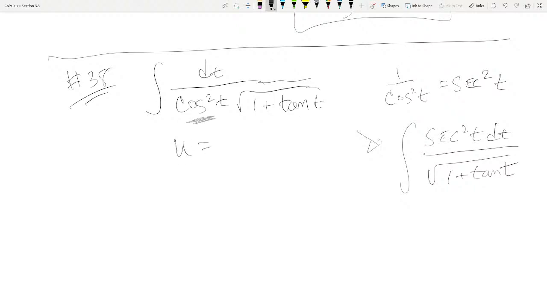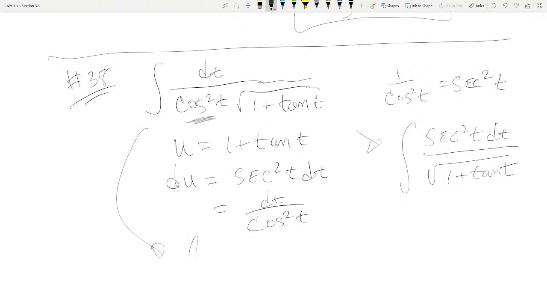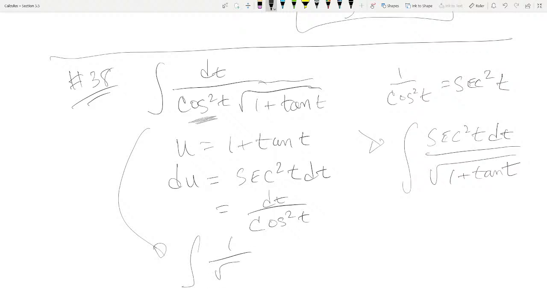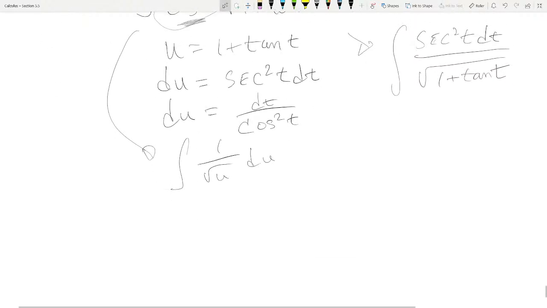So I'll pick u equal to 1 plus tangent t. Then du: the derivative of 1 is 0, and the derivative of tangent t is secant squared t dt, which is also equal to dt over cosine squared t. So this integral is exactly 1 over root u times du, because the thing I have left over to substitute for is right here, and that's exactly equal to du. Okay, this is another one that I suggested that you have memorized, so you don't have to deal with the fractional exponents, but I'll do it for you.